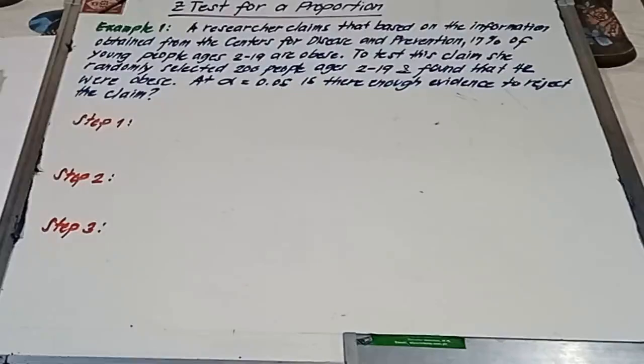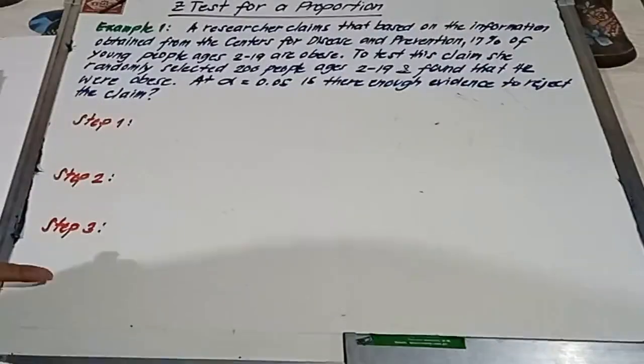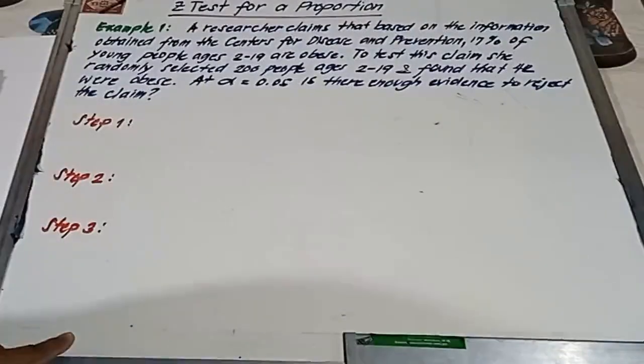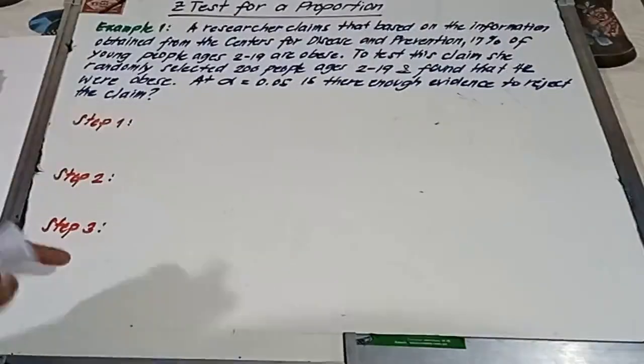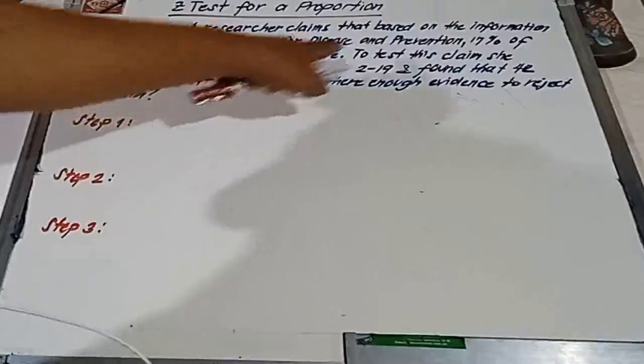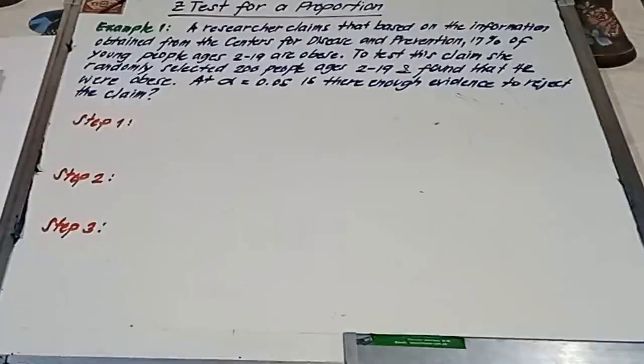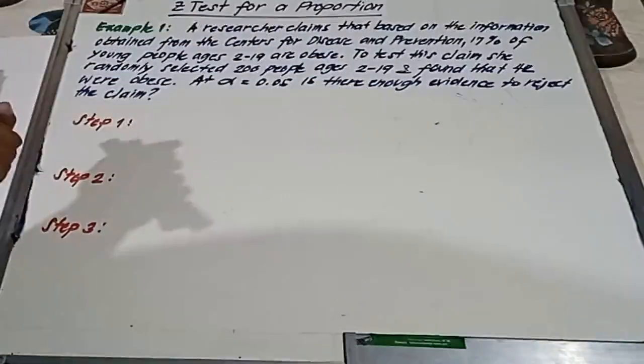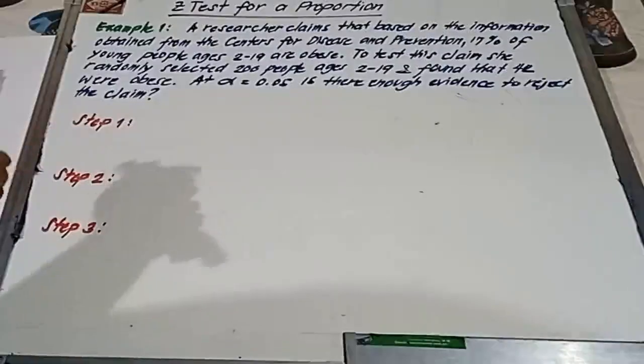So, yung ating assumptions for a z-test for a proportion, number one is dapat randomly selected yung ating sample. So, okay naman. Number two, dapat satisfy yung ating binomial experiment na na-discuss ko dun sa aking first video. And then, the third is np greater than or equal to 5 and nq is also greater than or equal to 5. That is 200 times 0.17. I think that is greater than 5. And also, 0.83, which is 83% of the population ages 2 to 19 are not obese, times 200 is, of course, greater than or equal to 5 also.